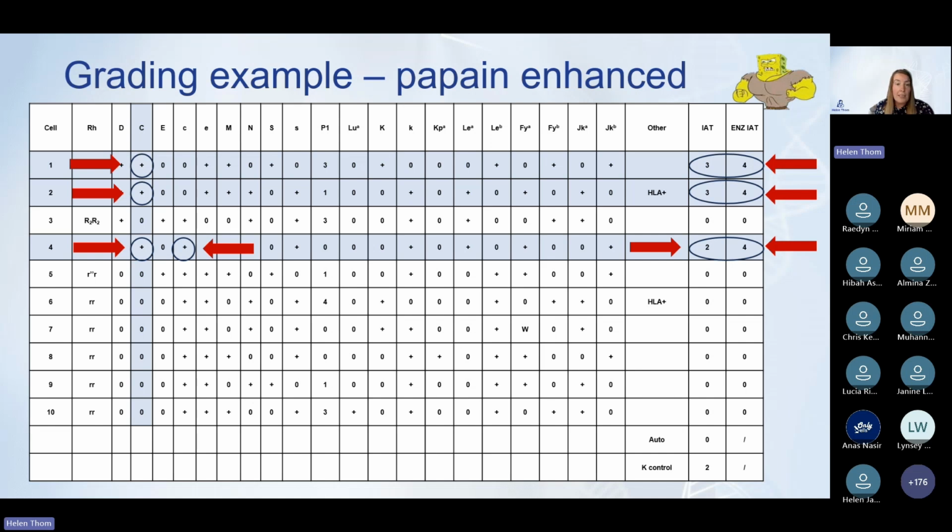Another example that we have here is your papain enhanced. So we've got a big C, and you can see it's papain enhanced. You've got enhanced reactions because you've removed some of those antigens, so they're not getting in the way. And you can see on line 4 there, you can even see dosage sometimes in your Rh antibodies as well, but you tend to see it in IET and not so much in the enzyme, as you can see there. So I've just pointed that one out there.